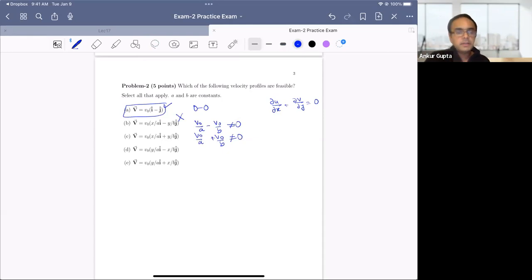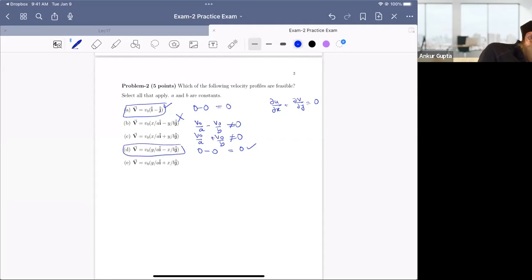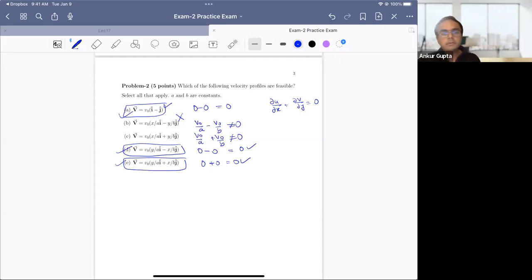Then I have the opposite, v naught y by a. So that is now taking the derivative with respect to x for the y component. So that is 0 minus 0. So that does satisfy. This works. And then similarly, this also works. 0 plus 0 is equal to 0. So all three of them are actually able to satisfy.